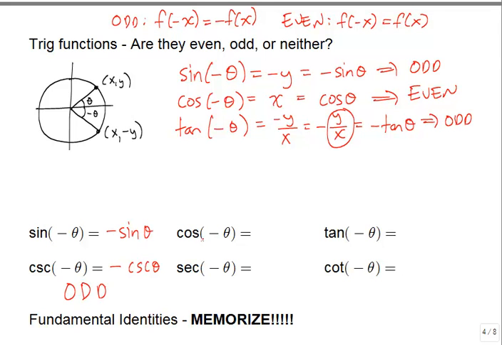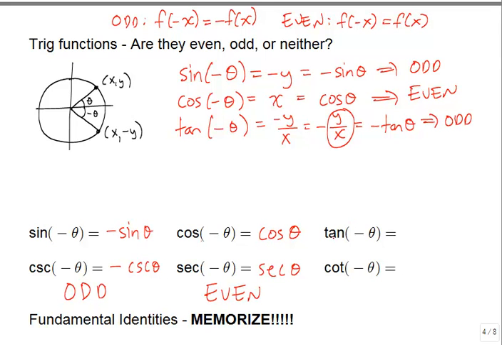For cosine, we were able to just lose that negative altogether. Cosine of minus theta gave us back cosine of positive theta. So its reciprocal function would act the same way. Secant of minus theta would be secant of positive theta, and that shows that these two functions are by definition even.